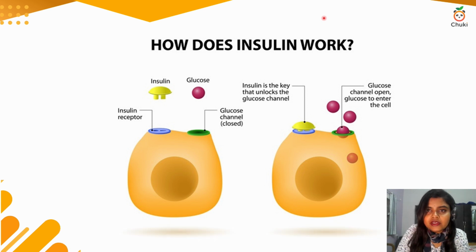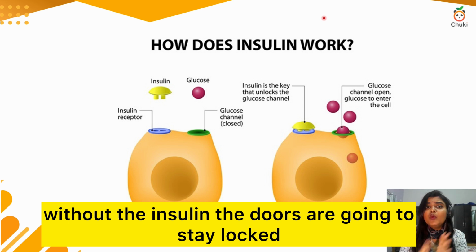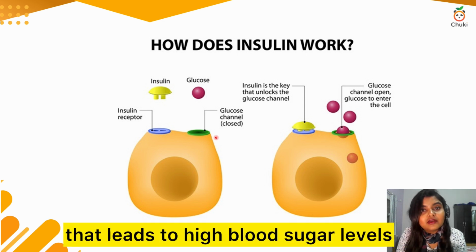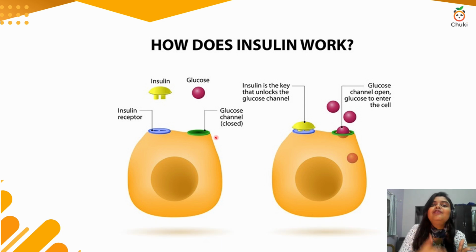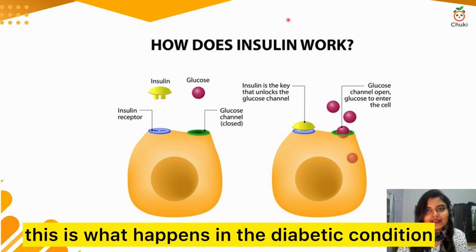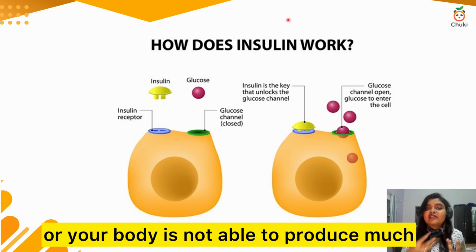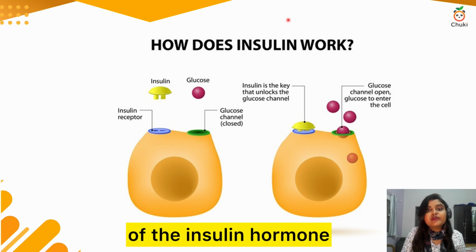Without insulin, the doors stay locked and glucose remains in the blood. That leads to high blood sugar levels, right? This is what happens in the diabetic condition, because there is insulin resistance or your body is not able to produce much of the insulin hormone.